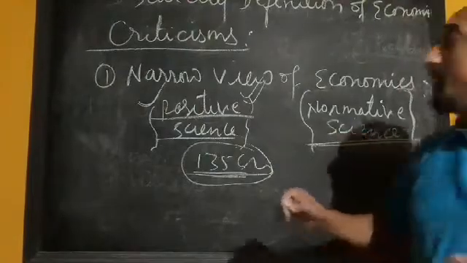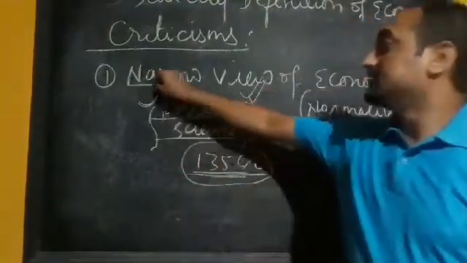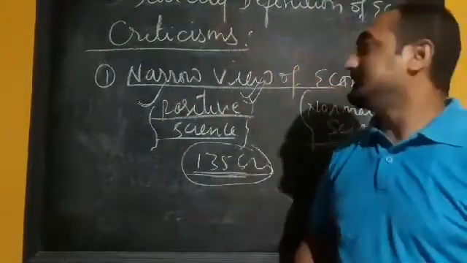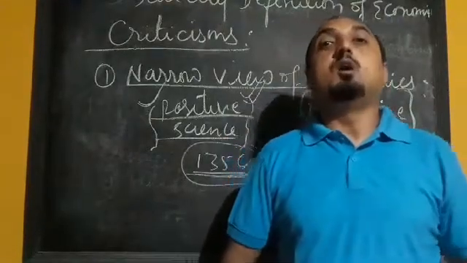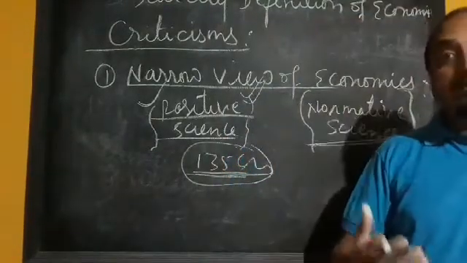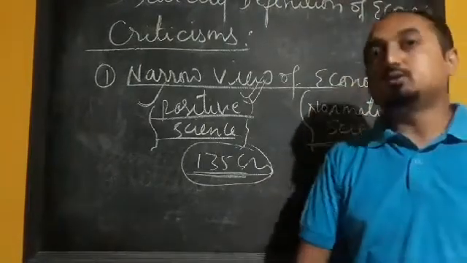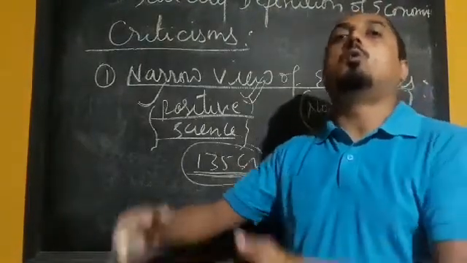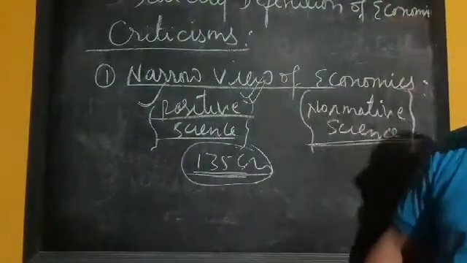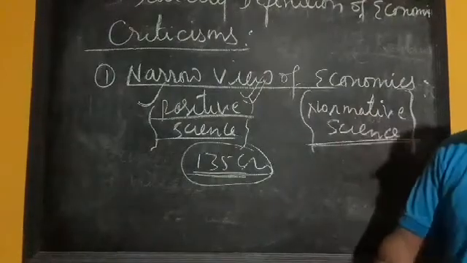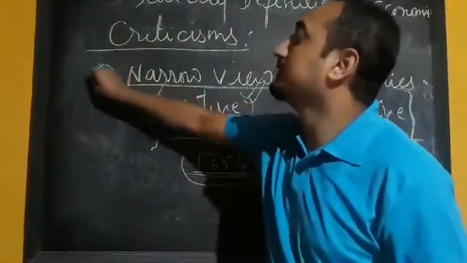So this definition of scarcity is also called a narrow view of economics, because it does not tell us how to make a good decision about making choices, about what is good or what is bad. Because of that missing part, we can consider that the definition given by Professor Robbins is not correct. That's why this is the first criticism.